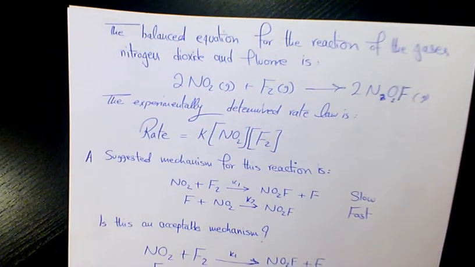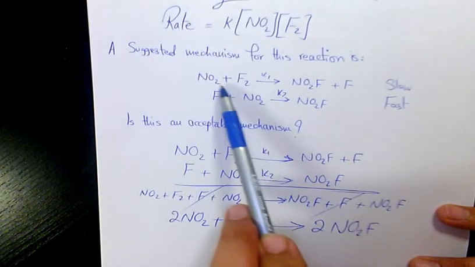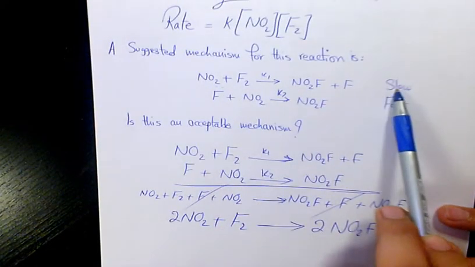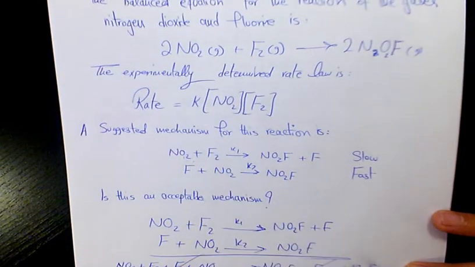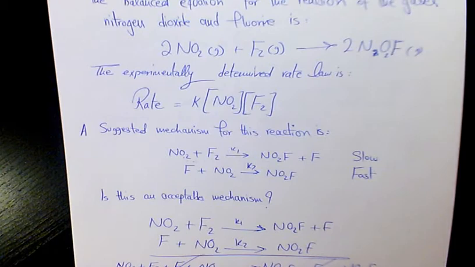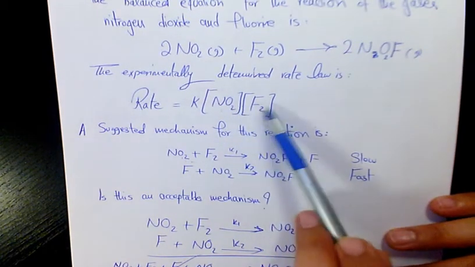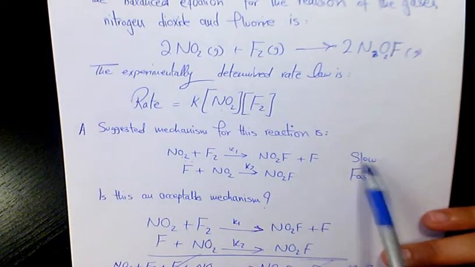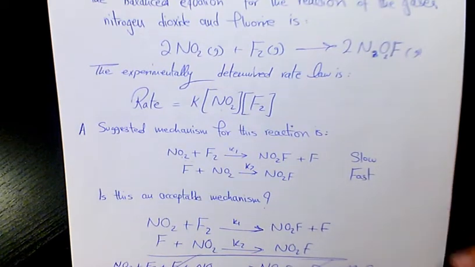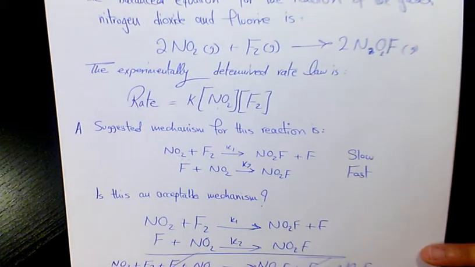Now let's take a look at the mechanism. The slow one, the rate determining step, is NO2 and F2. And the rate law for the overall reaction is K times NO2 times F2, which makes sense due to the molecularity of the slowest step. So that mechanism is acceptable.